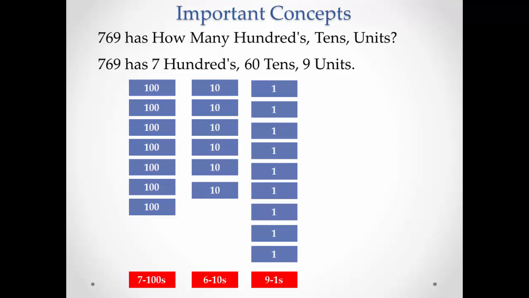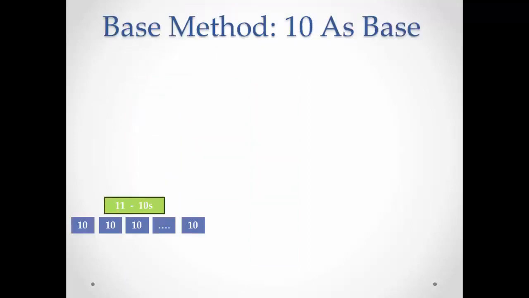So if I tell you to remove 110 from the 769, then we would be left with 759. And if I told you to remove 100, then we would be left with 669. So let's take a problem to understand it better.